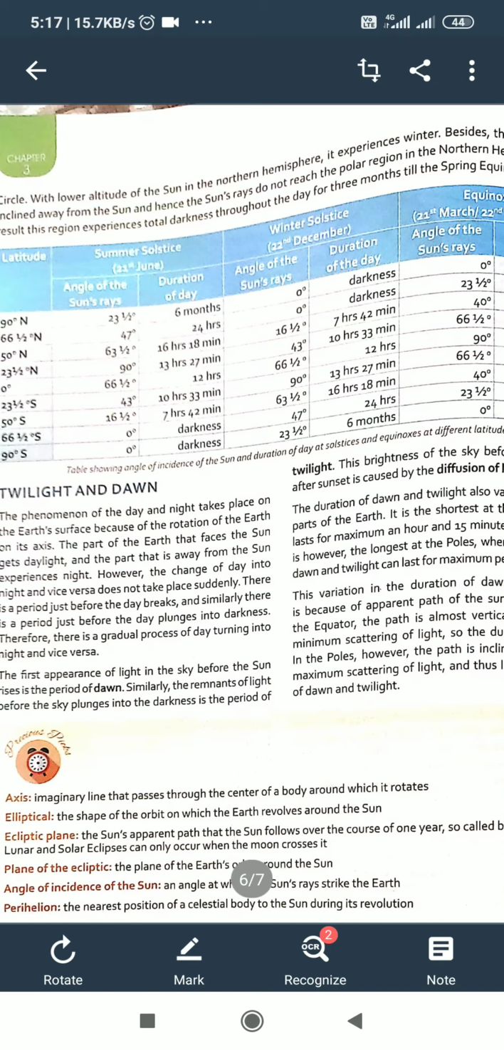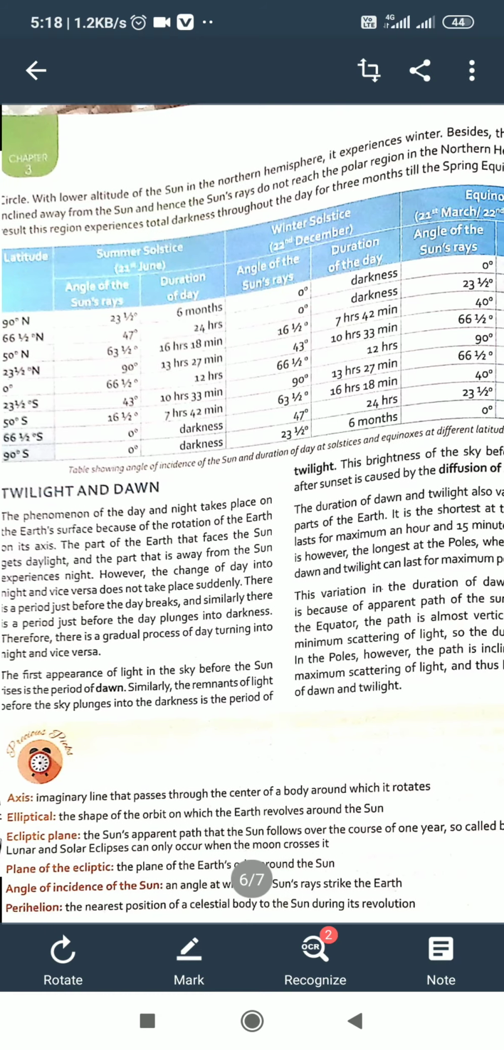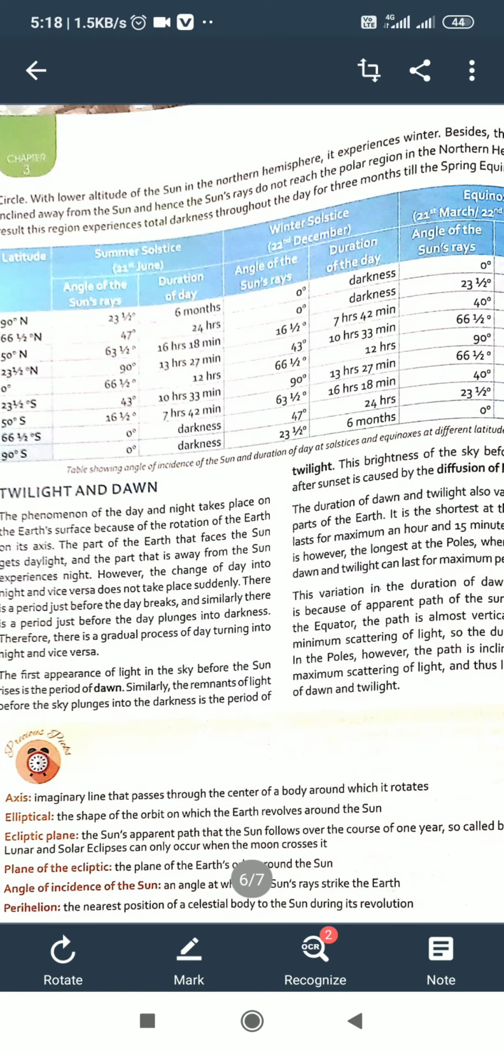50 degree north, 63 degree 30 minute angle. We can talk about 63 1 by 2 degree angle of sun rays, and the duration of the day is 16 hours and 18 minutes. We talk about 23 1 by 2 degree north, angle of 90 degree, 13 hours 27 minutes. 0 degree, 66 1 by 2 degree angle, and it takes 12 hours. That takes over the 12 hours days and 12 hours nights near the equator.